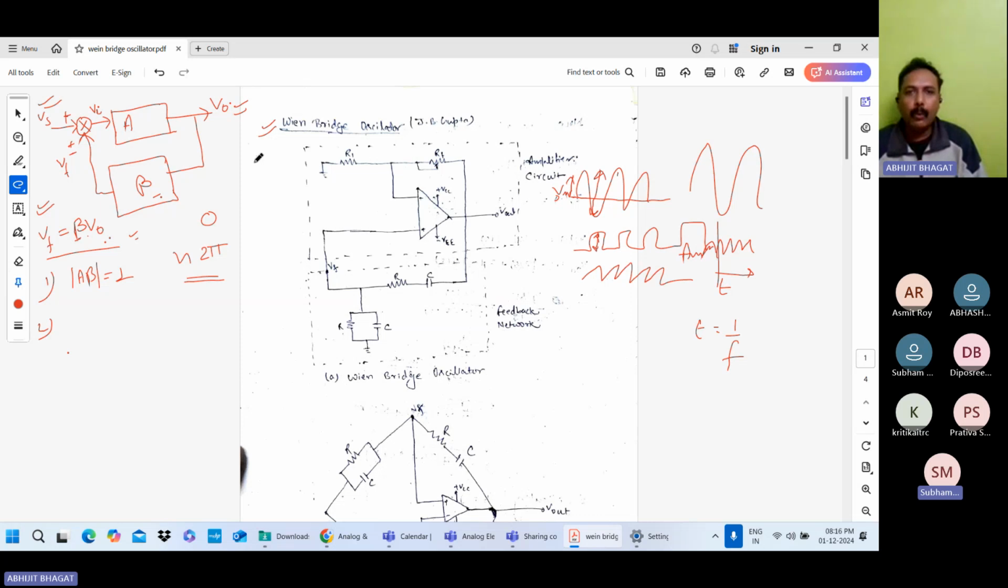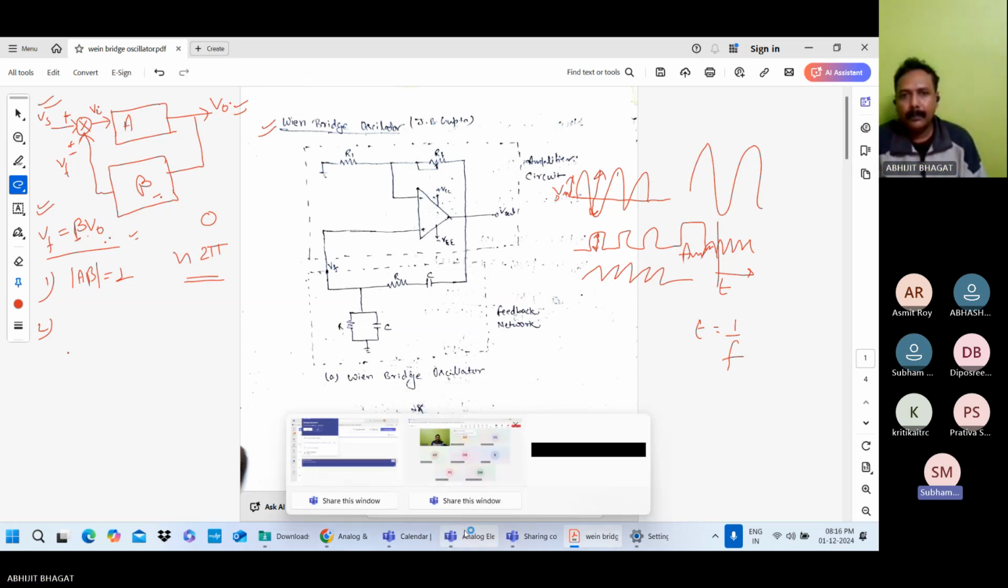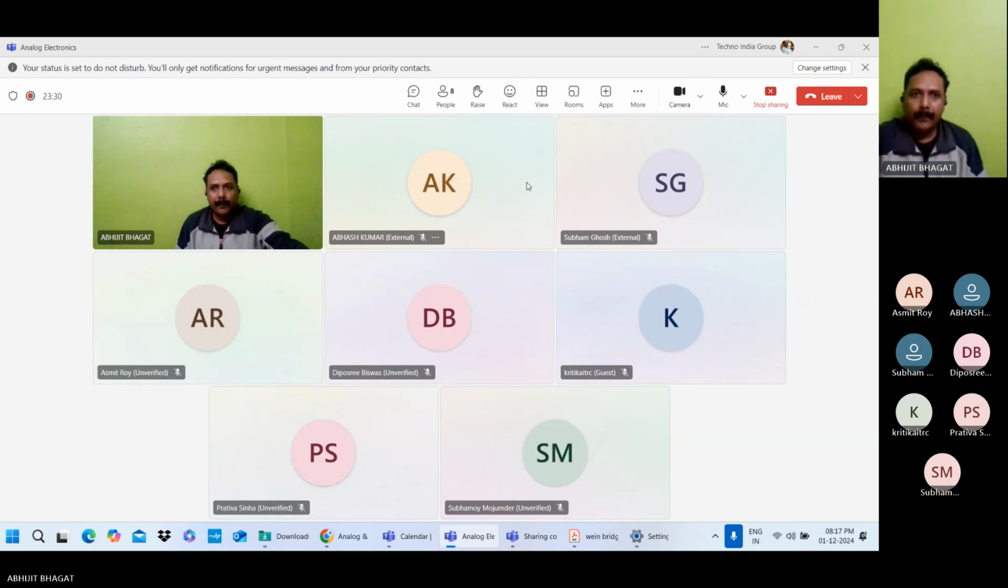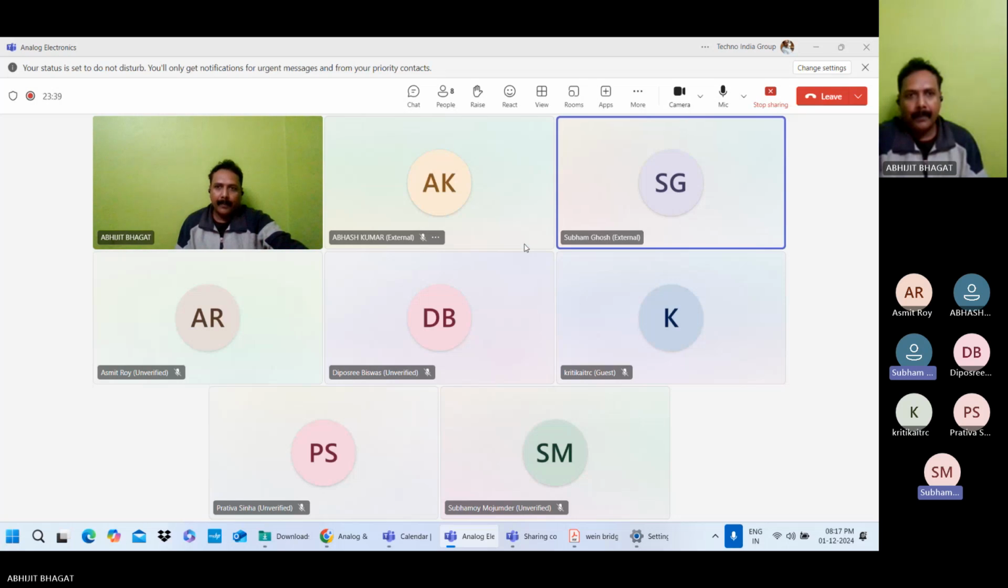Okay. Up to this, any query, question? यहाँ तक किसी को कुछ पूछना है? Yes, no. कुछ पूछना है तो बोलो. Up to this, any query? Can I continue? Yes, sir, no problem.